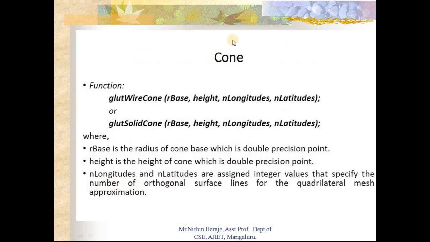Next is to draw the cone. That is using glutWireCone. Even here you can have either a wire cone or a solid cone. So the parameters are the base radius, the height, and again nLongitudes and nLatitudes. For the solid cone, all the parameters remain the same, where rBase is the radius of the cone base, and height is the height of the cone. Longitude and latitude are assigned integer values which specify the number of orthogonal surface lines.